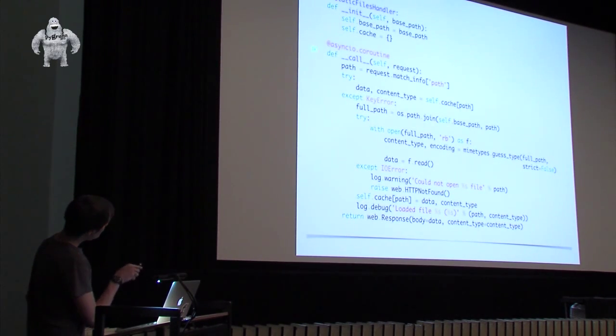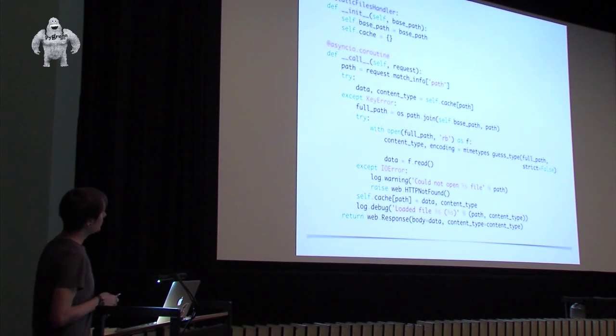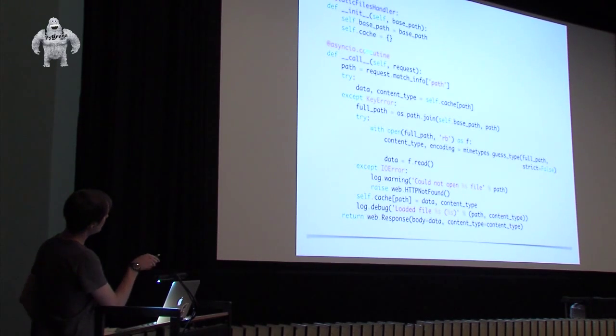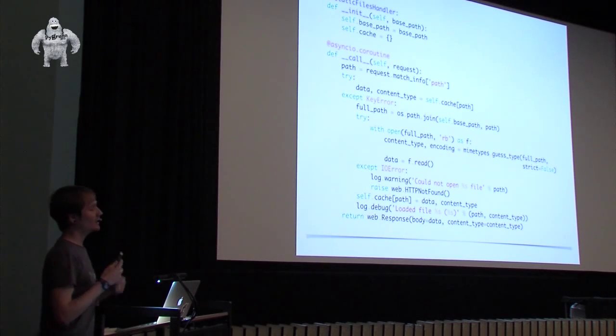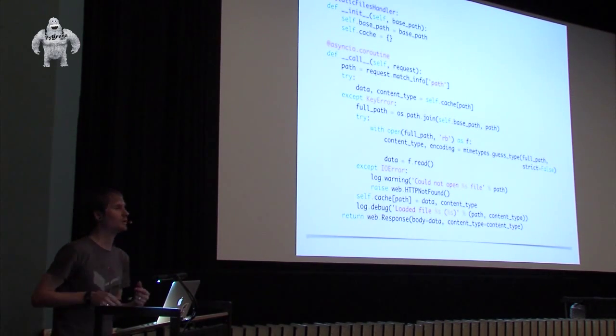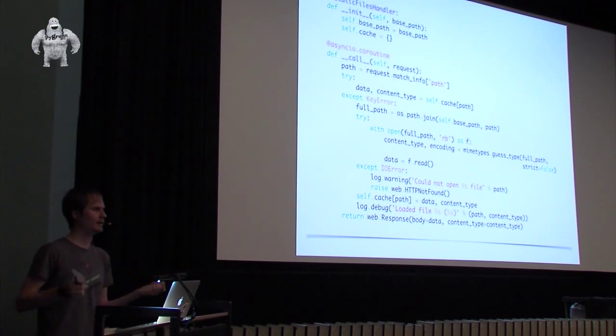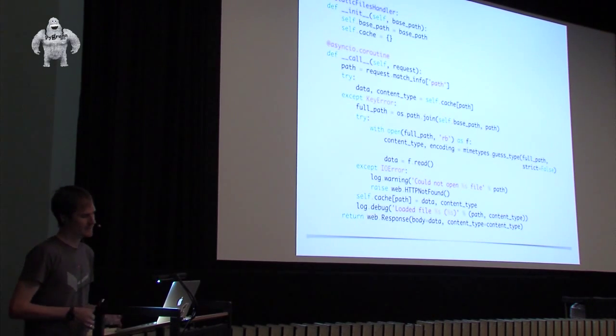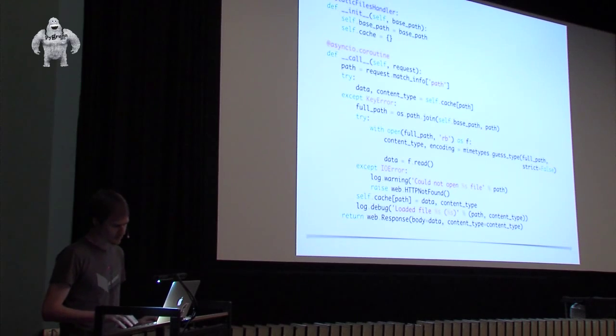So I override __call__, and then this is our coroutine, and what I store in the instance variables is a cache. So every file I'm serving, I'm storing in memory. Wasteful, yes, but again, this is a toy, so who cares?